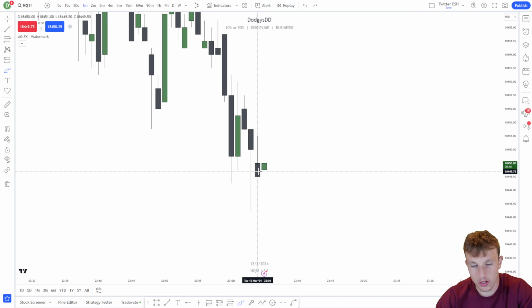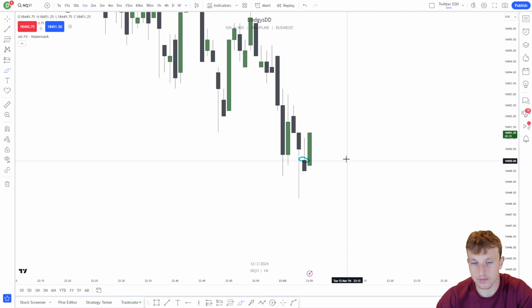See how that candle opened up green right here, and it was green when we had this wick up, but before the candle closed, it came back down again. So this means when this candle closes, it's a red candle, and that's that.